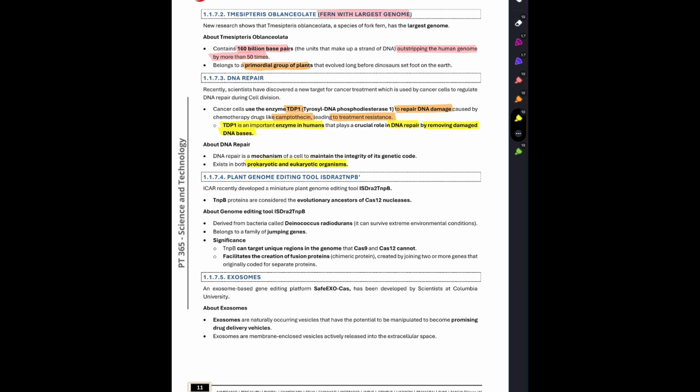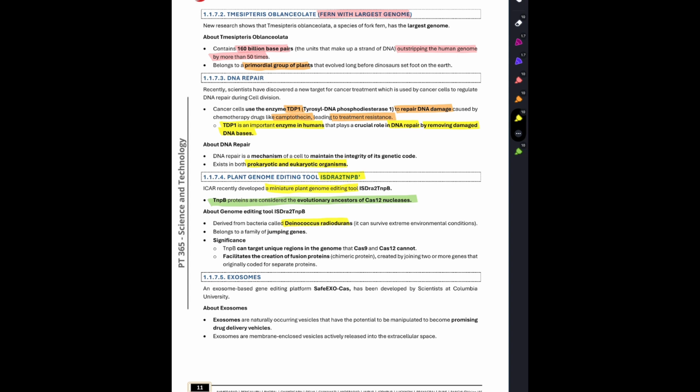Next is the plant genome editing tool ISDra2 TnpB. ICAR recently developed a miniature plant genome editing tool, ISDra2 TnpB. TnpB proteins are considered the evolutionary ancestors of Cas12 nucleases. About the genome editing tool ISDra2 TnpB, derived from a bacterium called Deinococcus radiodurans.